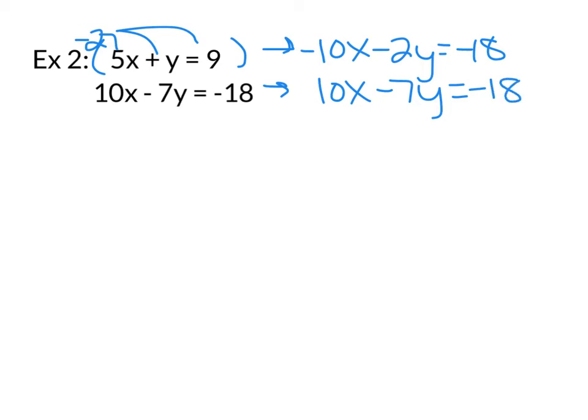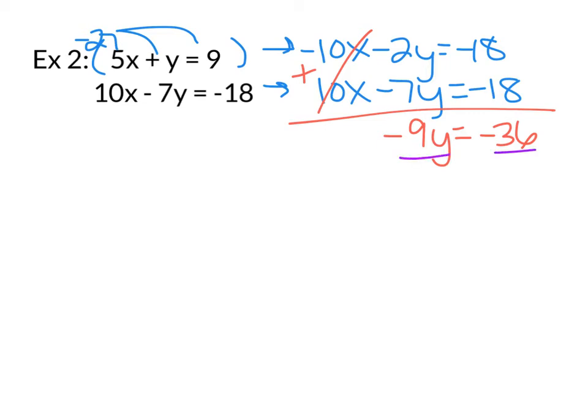And now let's add them up and see what happens. Negative 10x plus 10x cancels. Negative 2y and negative 7y makes negative 9y equals negative 18 plus another negative 18 is negative 36. Great, my x's canceled, so I know I did that part correctly, and I can finish solving by dividing both sides by negative 9, which gives me positive 4. So there's one of my answers.